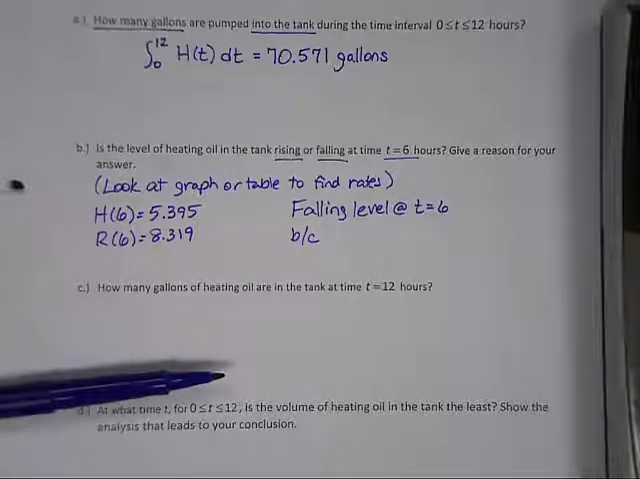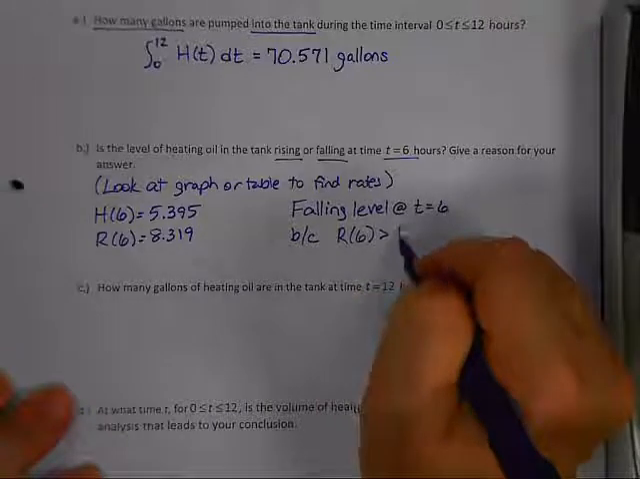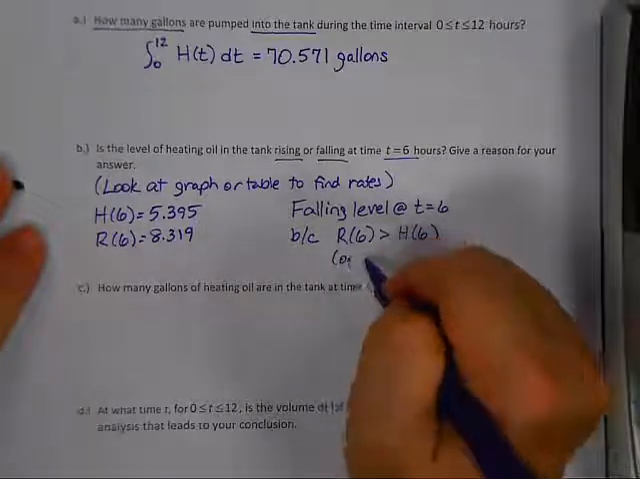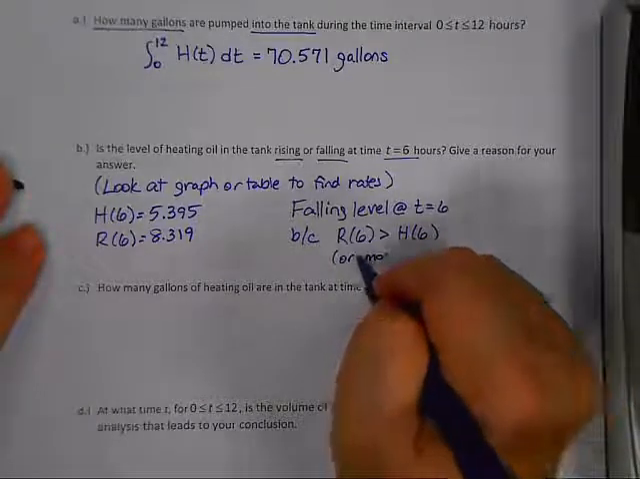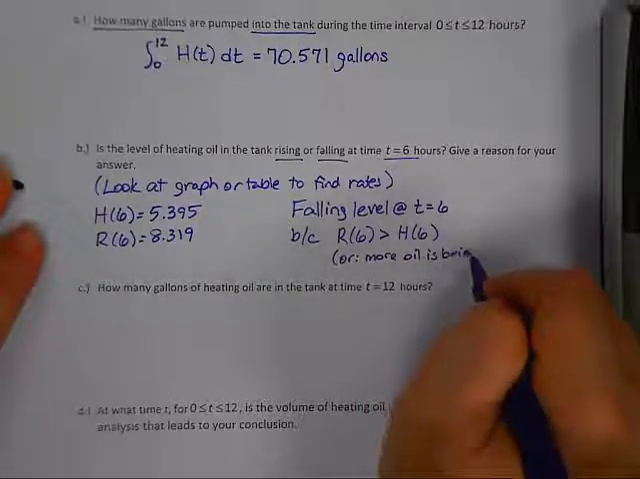I want to write it a little bit differently. I want to write it in mathematical symbols. Why is it falling? Because what? R of 6 is greater than H of 6. That works too. Either one. And so I'm going to write or more oil is being pumped out.